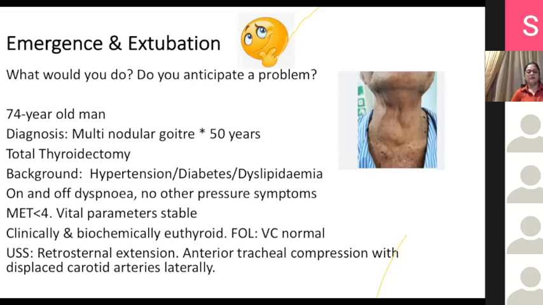Now here is a case given to me and shared by one of our colleagues. And this is a question which I would like to pose. What would you do? And do you anticipate a problem here?